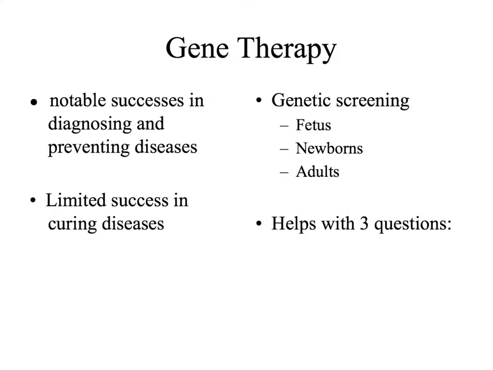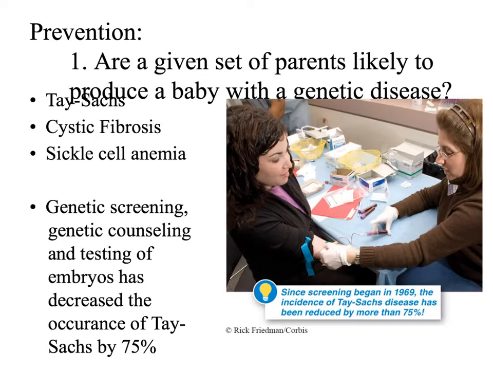This can help us with three big questions. The first question that gene therapy can approach is, are a given set of parents likely to produce a baby with a genetic disease? Many genetic diseases are inherited when each parent carries an allele for that particular disease. Things like Tay-Sachs, cystic fibrosis, and sickle cell anemia are all recessive disorders, which means both parents have to have at least one copy or one allele for that disease for it to show up.